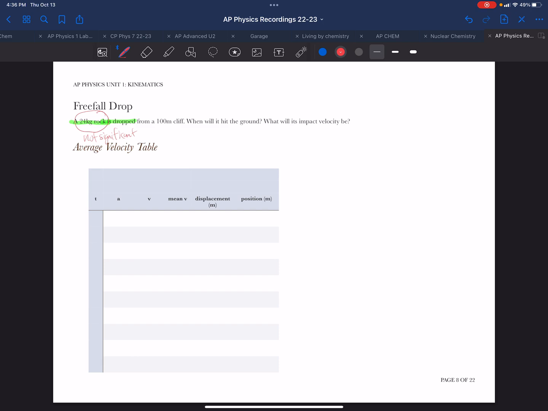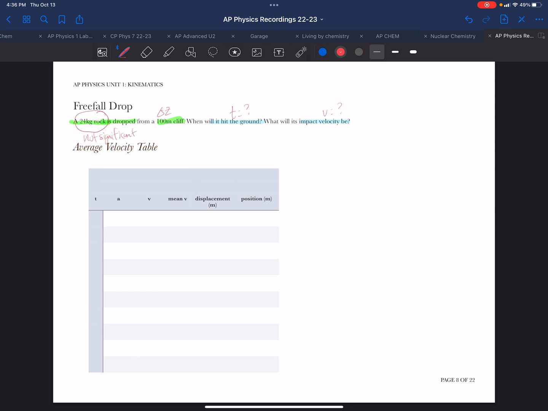So that's a distraction. We know that it is a 100 meter cliff, and we are asked to find out when it will hit the ground. So that is a time, t equals. This is our delta y. And we want to know eventually what the impact velocity is, the v.